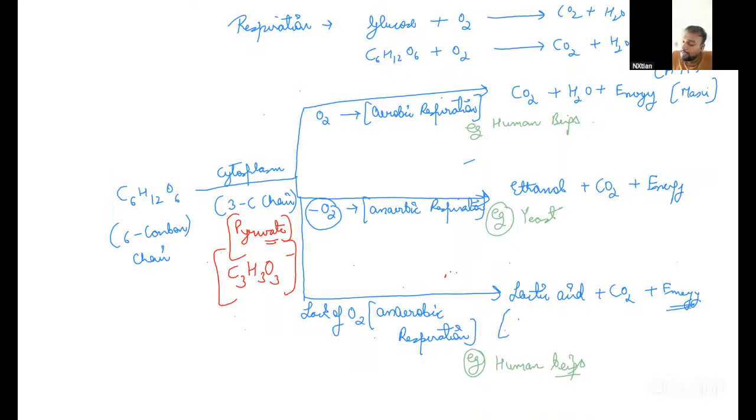Lactic acid, which is formed, is responsible for the cramps in our body. Cramps means our body becomes very stiff, and when you move a little, it becomes a cramp. That is called cramps. Did you understand? This is how the oxygen pathway works.